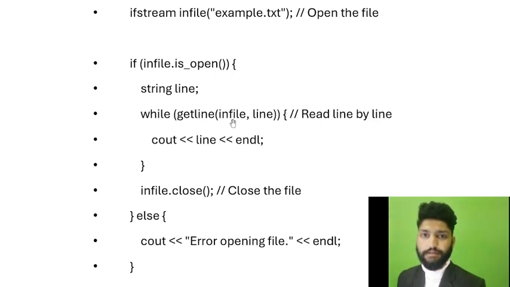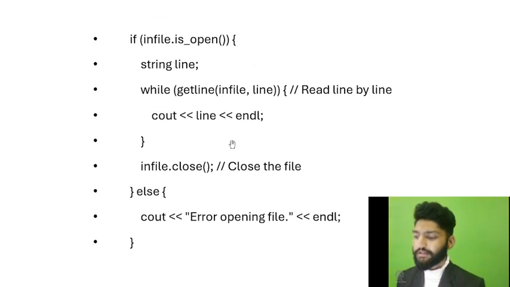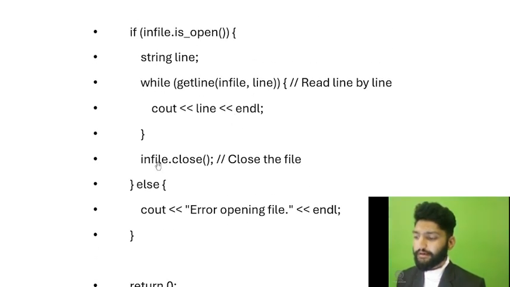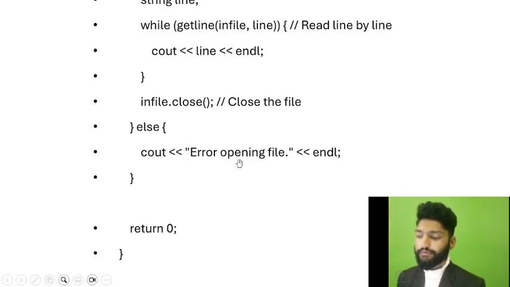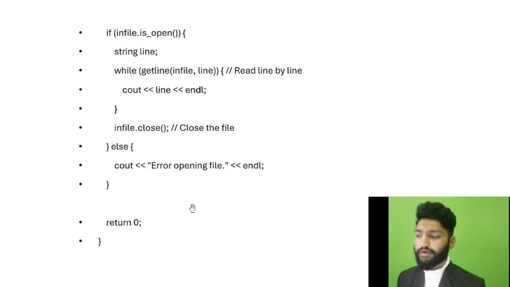It expects two arguments. The first argument is inFile, and the second is the line. Then we output the line each time we get it from the file. The last thing is inFile.close. If the reading goes to the end of the file, then close the file. Else, we use cout to print a message on the screen, that is, error opening the file.